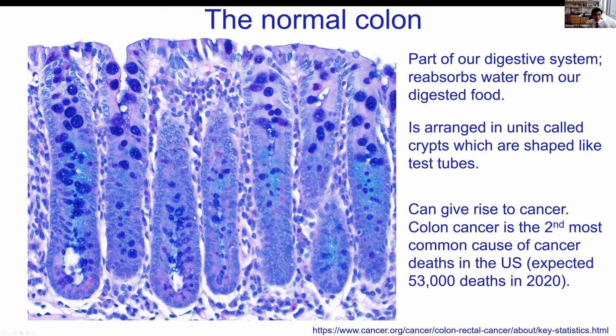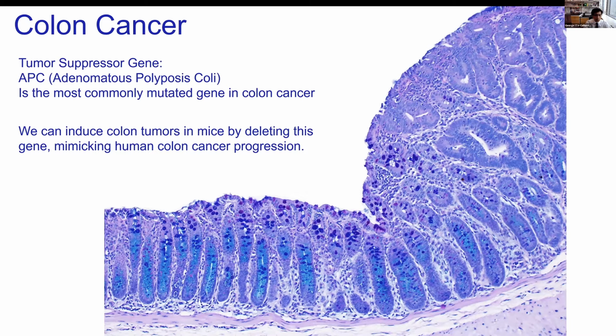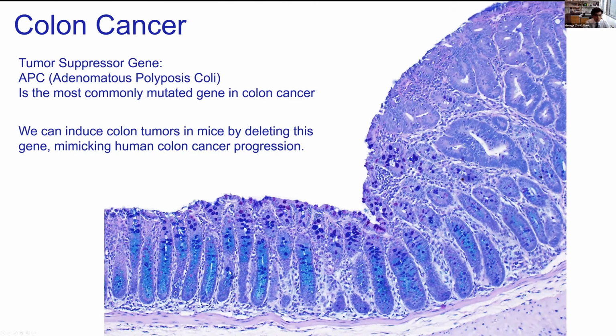Unfortunately, though, this tissue can give rise to cancer, specifically colon cancer. And colon cancer is still the second most common cause of cancer deaths in the United States, with an expected 53,000 deaths in 2020. And so colon cancer is actually something we can model in the lab. So here is a histologic image of a colonic tumor.